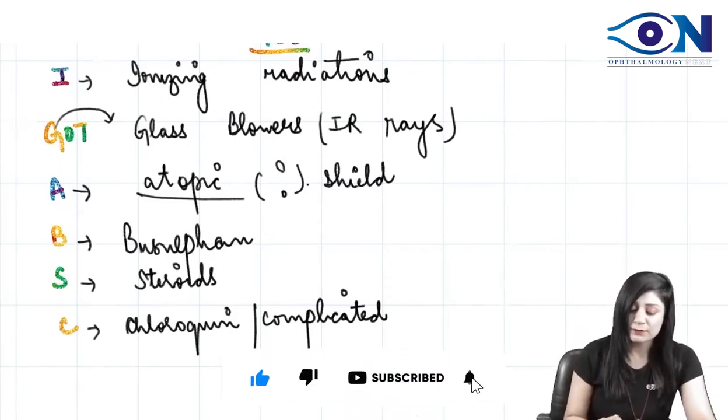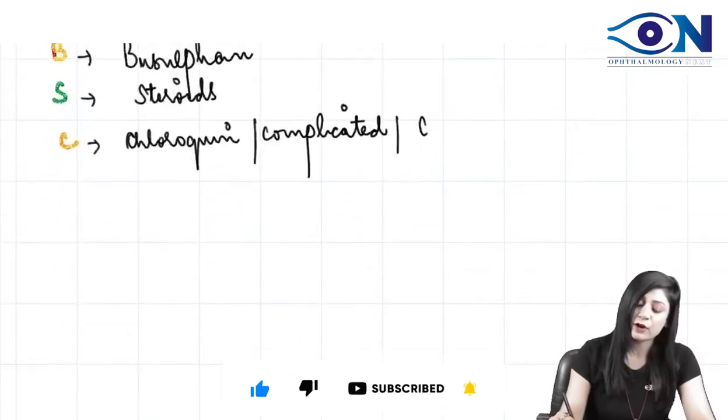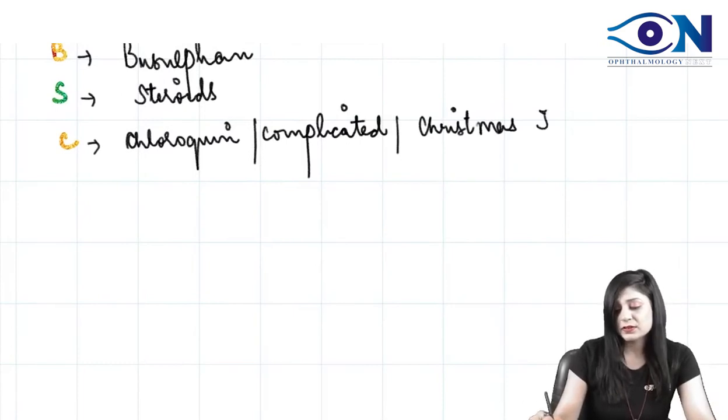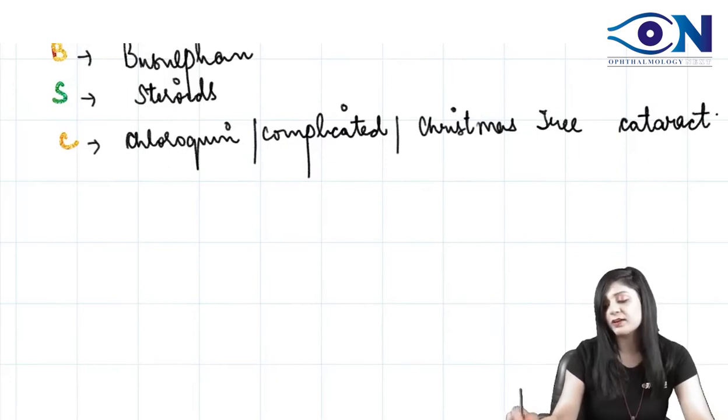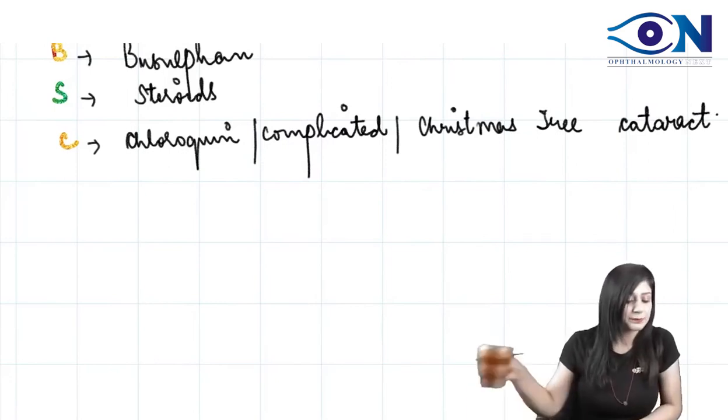And apart from complicated cataract, C for Christmas tree cataract also. All the fancy names. All these are the fancy names of the cataracts which are causing the posterior subcapsular cataract.